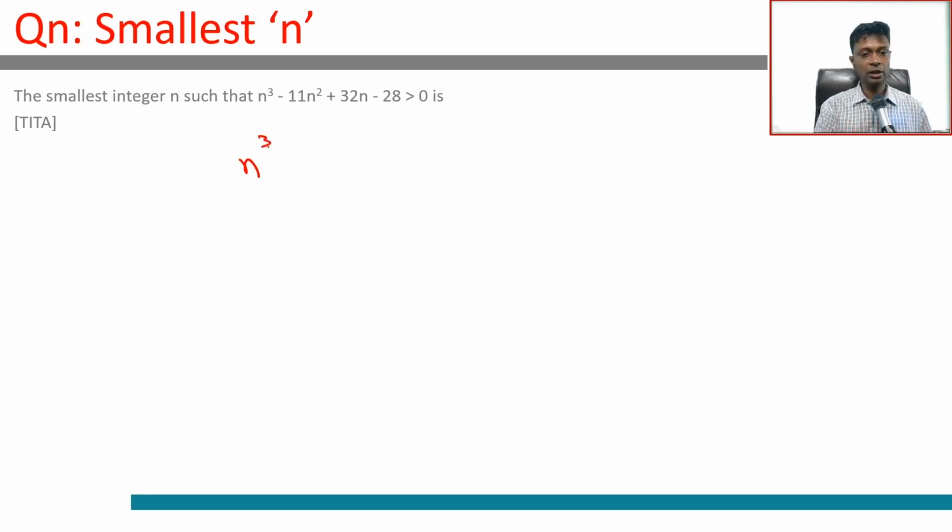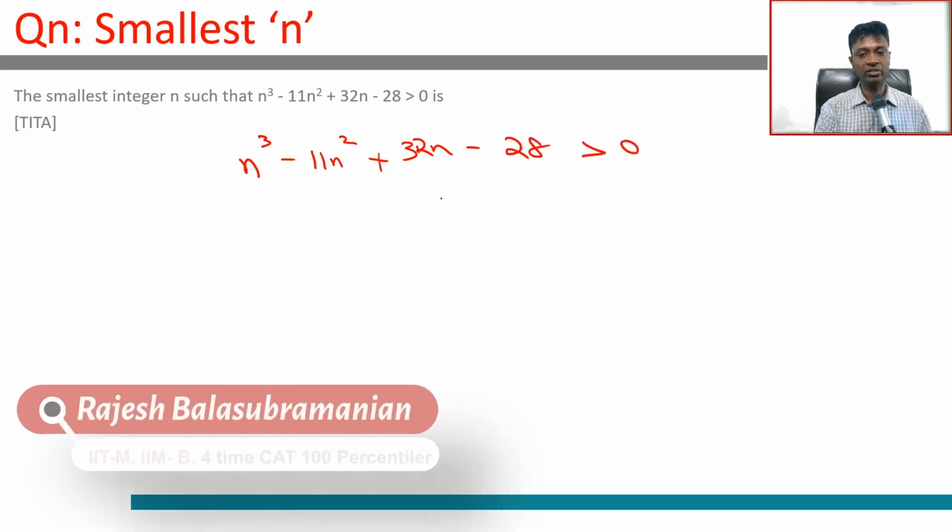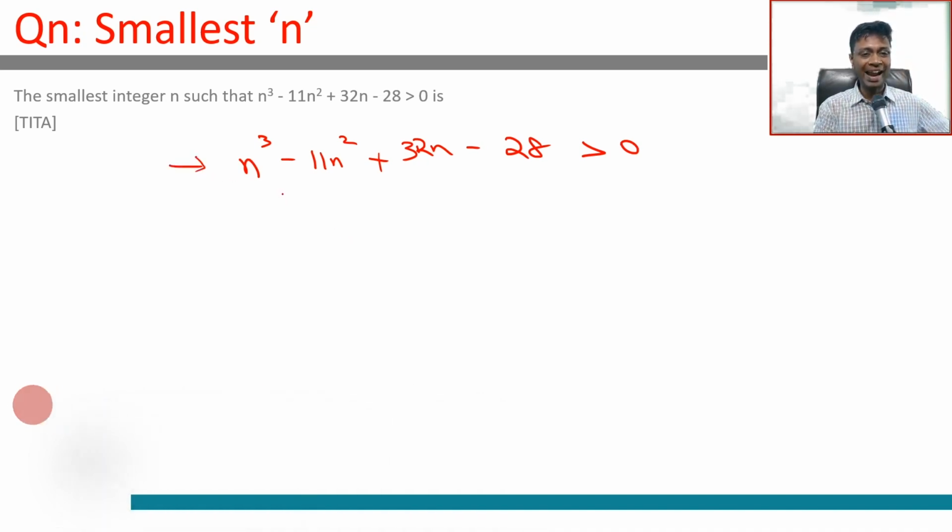n cube minus 11n square plus 32n minus 28 greater than 0. The smallest integer n. See, n cube is powerful. So if you put 100, then n cube will kill everything else. These are reasonable coefficients. And n cube is very powerful. So if n cube is positive, n cube is way more powerful than n square, way more powerful than n. So if you put n as 7, 8, 9, 10, 11, the larger you take n to, the more dominant the cube idea will become. So this is going to become bigger and bigger the higher n gets.